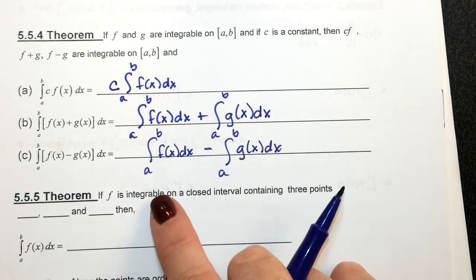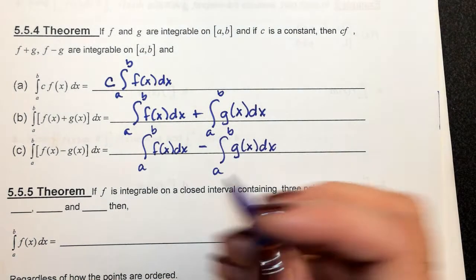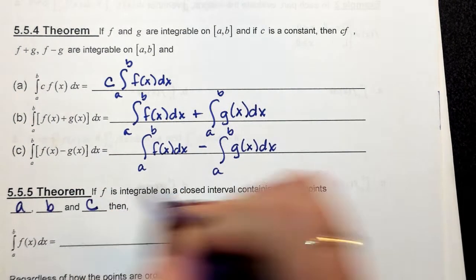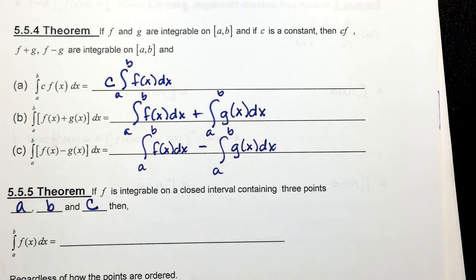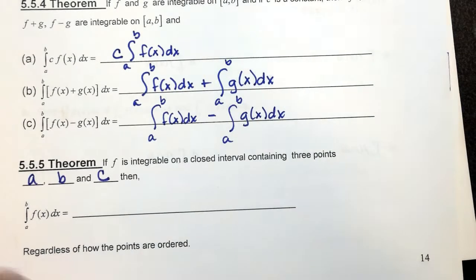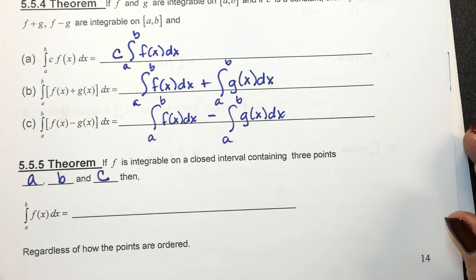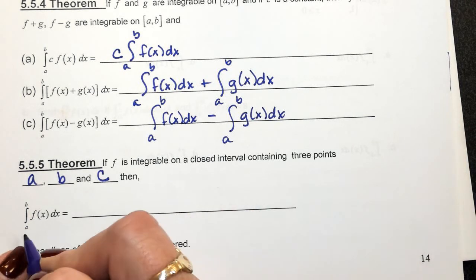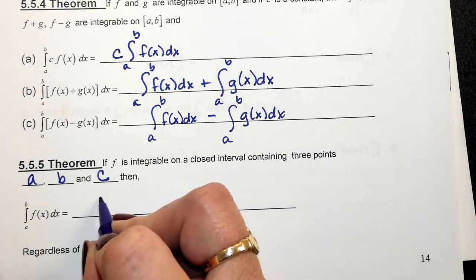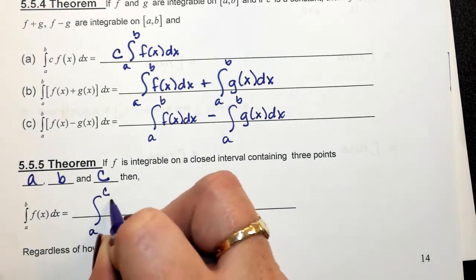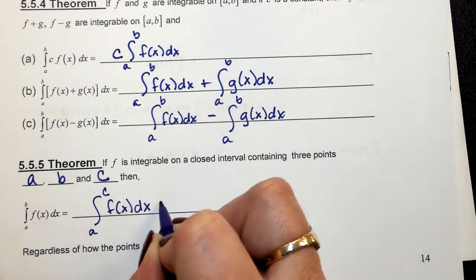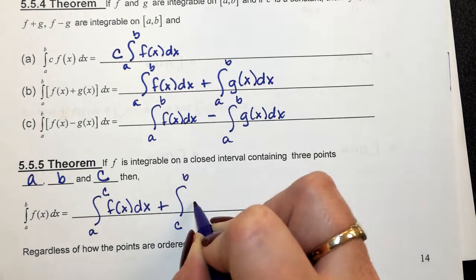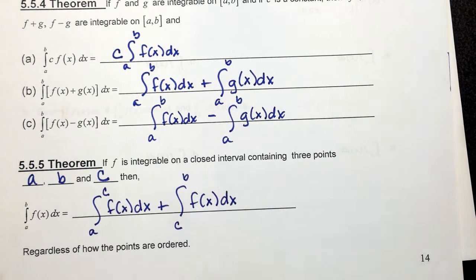If you've got your function and you're looking at your closed interval and it contains 3 points a, b, and c, where c is some point between a and b, you can break up your definite integral into two smaller integrals. So for example, your integral from a to b of f of x dx is equal to your integral from a to c of f of x dx plus your integral from c to b of f of x dx. So what that means is when you're dealing with your lower bound and your upper bound, you can split your integral at some value between a and b and add those two together.